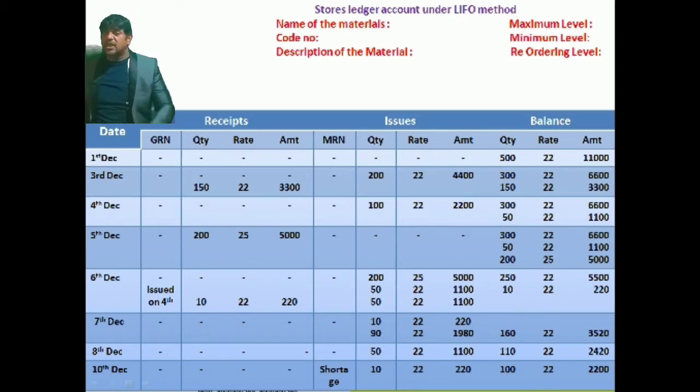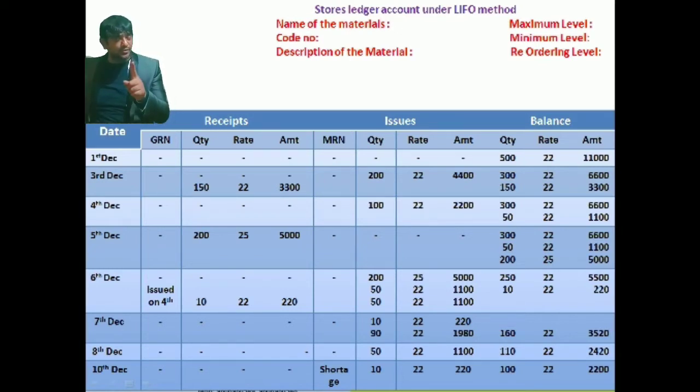So receipts: GRN nil, quantity nil, rate nil, amount also nil. Under issues: MRN nil, quantity nil, rate nil, amount nil. Under balance: quantity 500 units, rate 22 rupees. So 500 into 22. You know, right?